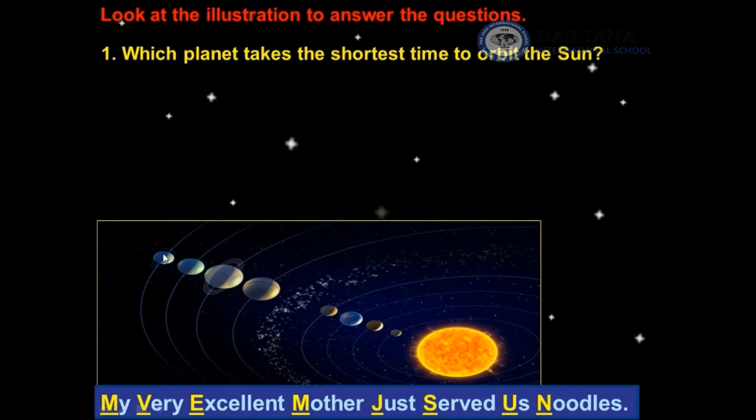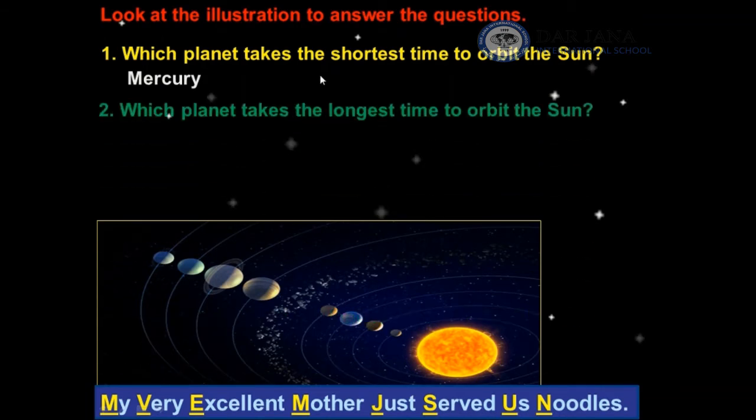So which planet takes the shortest time to orbit the sun? When I say the word shortest time, it means the smallest orbit. And which one has the smallest orbit? It is planet number 1, which is Mercury. Number 2, which planet takes the longest time to orbit the sun? Longest means the biggest orbit. It is Neptune, which is the last planet in our solar system.